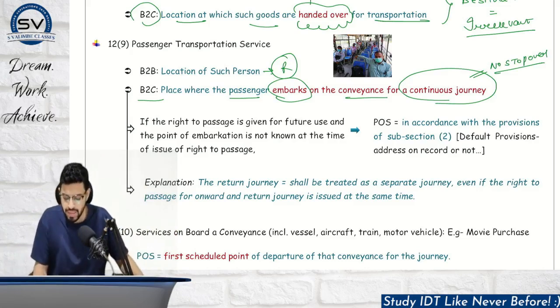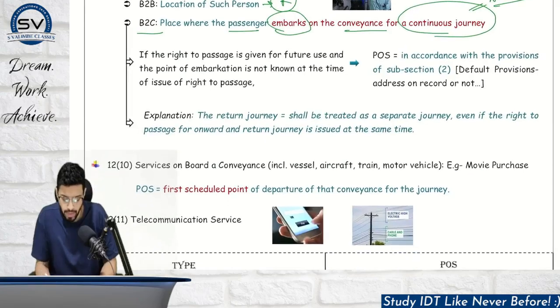For a continuous journey, it is irrelevant whether one ticket is given or more than one ticket is given at the same time or another time. Main focus is no stopover. You can read the definition also, right? Okay. Now, this is a specific case with respect to B2C.